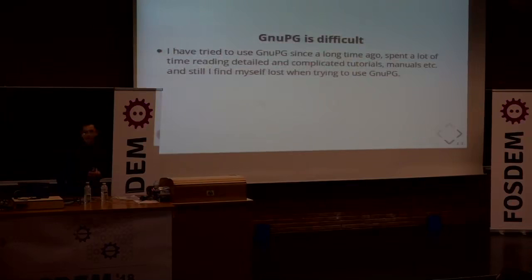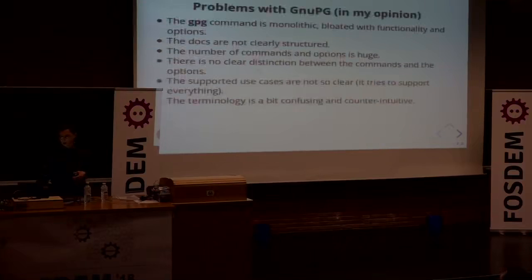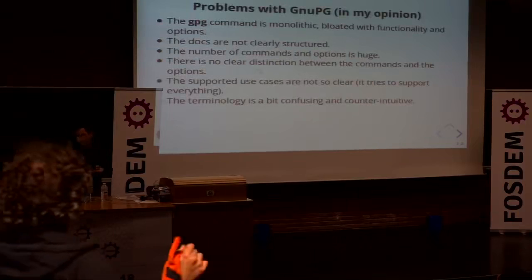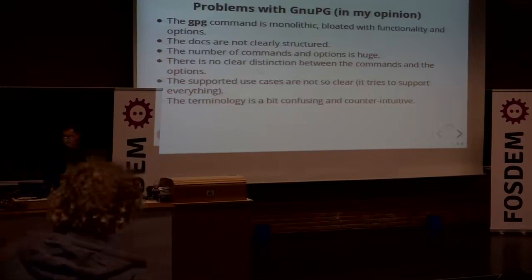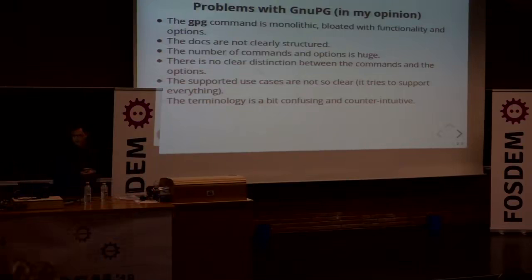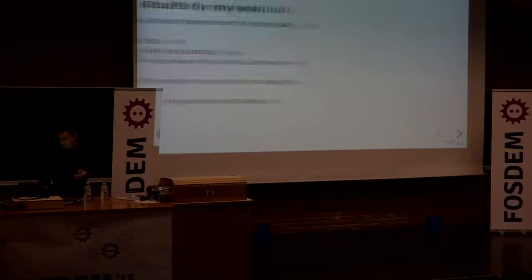I have tried to use GnuPG for a long time, spent a lot of time reading detailed and complicated tutorials, manuals, etc., and still I find myself lost when trying to use GnuPG. Some of the things that make GnuPG difficult, in my opinion, are: the GnuPG command is monolithic, bloated with functionality and options. The docs are not clearly structured. The number of commands and options is huge. There is no clear distinction between the commands and the options. The supported use cases are not so clear. It tries to support everything, and the terminology is a bit confusing and counterintuitive.